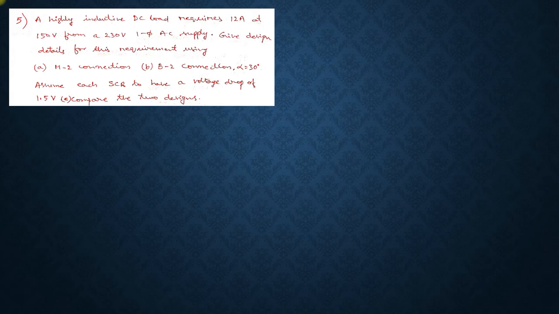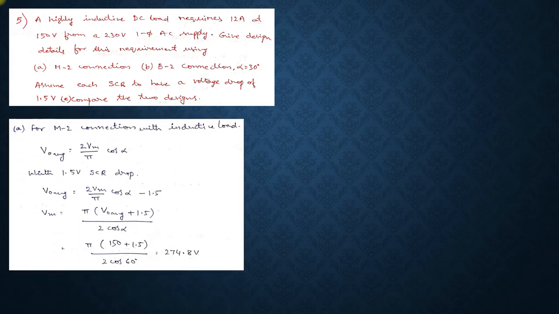So what does it mean by design details? Design details means we have to go ahead with transformer rating and converter circuit rating, everything. We will see how nicely it was explained. For M2 connection, let's go ahead with V naught average. V naught average is equal to 2 Vm by pi cos alpha. And here V naught average is equal to 2 Vm by pi cos alpha minus 1.5, because the 1.5 drop is there. So it is midpoint connection.